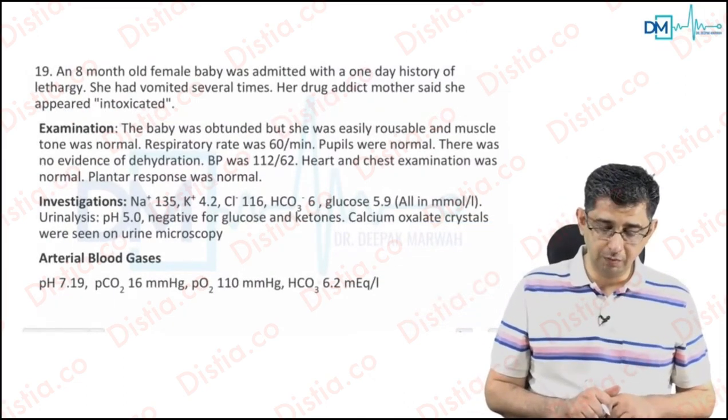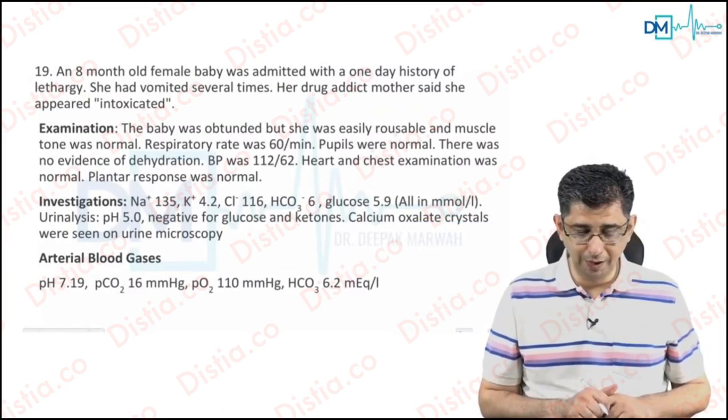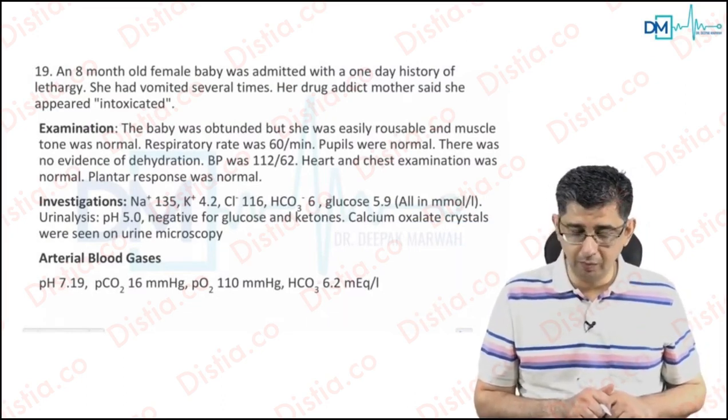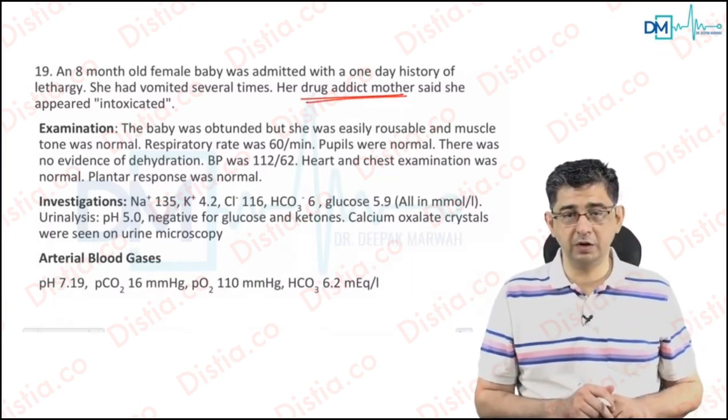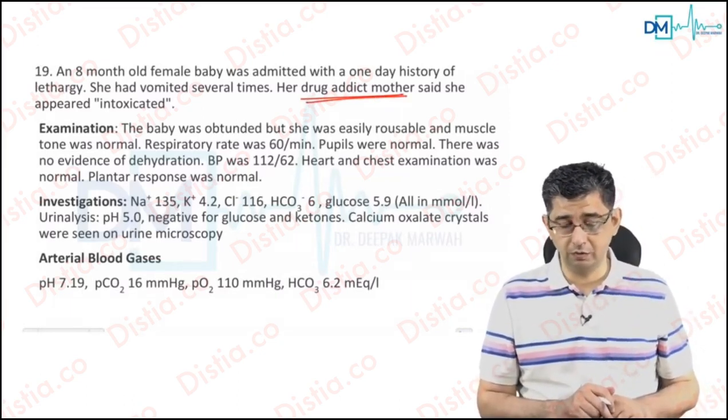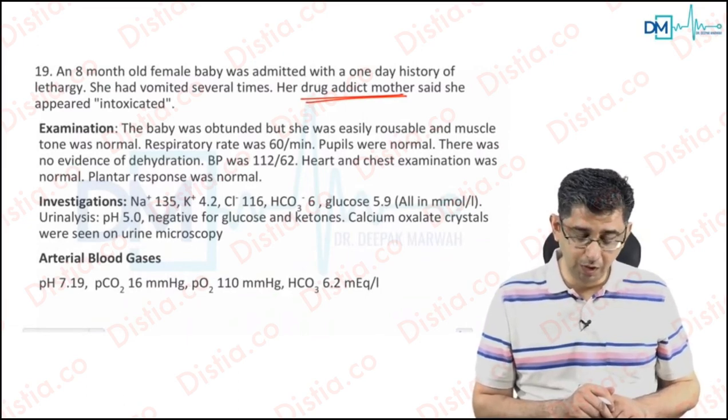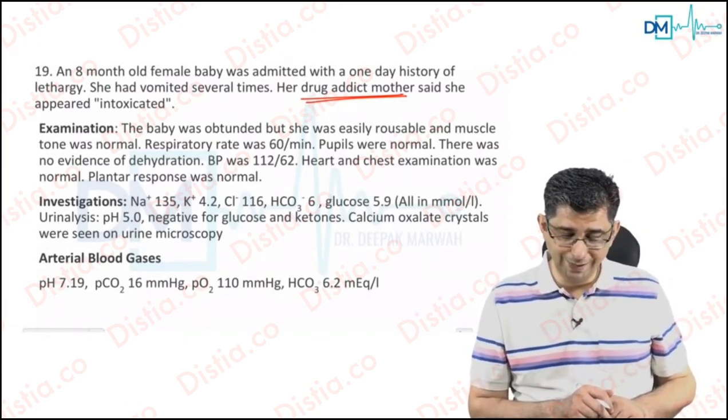An 8-month-old female baby was admitted with a 1-day history of lethargy. The kid has vomited multiple times. Her drug addict mother, that's of interest, said that the baby looks intoxicated. So, well, she has exposed the baby to drugs maybe. The baby is obtunded but easily rousable.